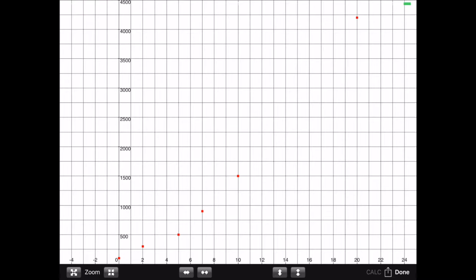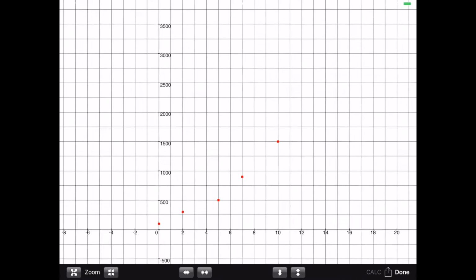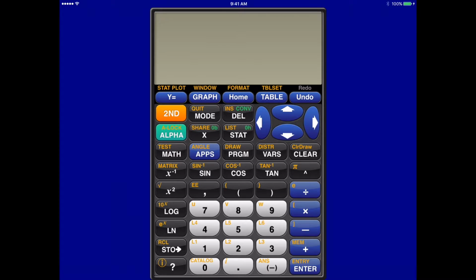So you can see that you have your points here on your graph starting at 0, 2, 5, and so on. So looking at this pattern, I can clearly see that there's a curve and that this graph is going to be exponential. So knowing now that it's exponential, I can go and use my exponential regression tool on the calculator to figure out what that exponential regression is going to be.